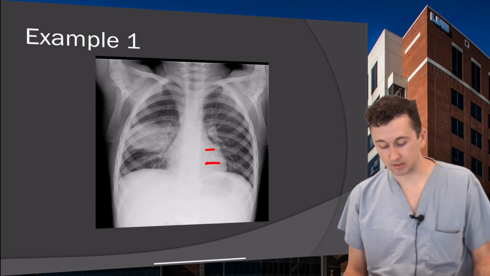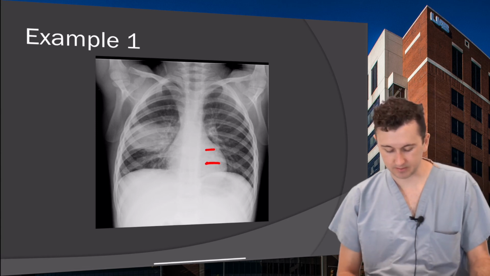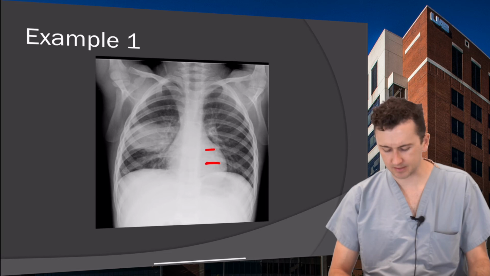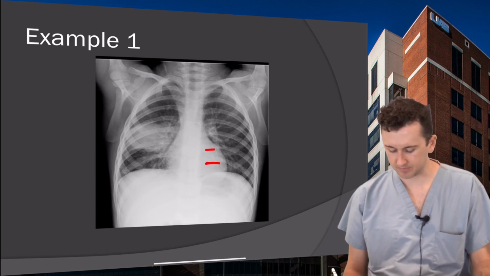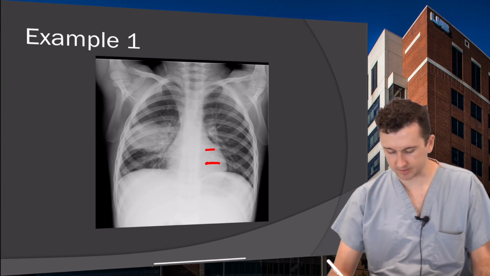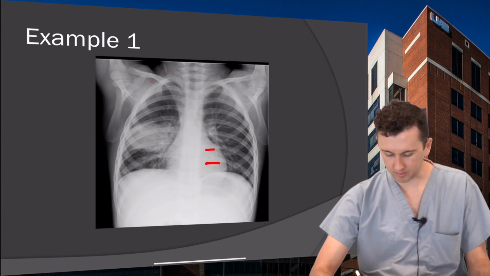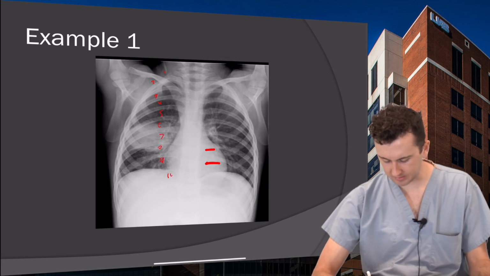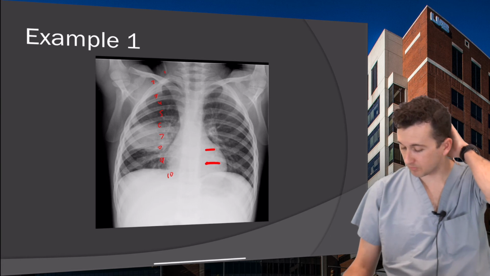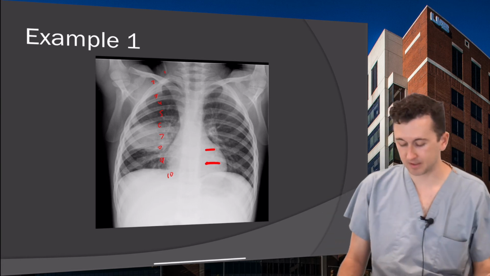The next thing you want to look at is inspiration. This is actually a child, and so it does affect the number of ribs that you're counting, but I believe this patient actually does have 10 ribs. So we'll count our ribs here. We have 1, 2, 3, 4, 5, 6, 7, 8, 9, 10 ribs visible. So this patient is appropriately inhaling.